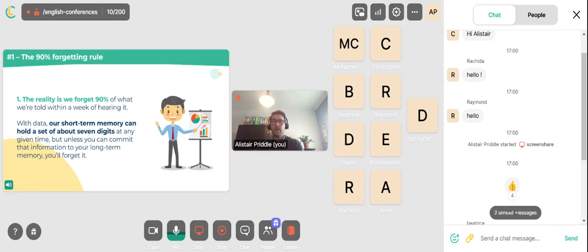Okay, well, number 1, the 90% forgetting rule. The reality is we forget 90% of what we're told within a week of hearing it. With data, our short-term memory can hold a set of about 7 digits at any given time. But unless you can commit that information to your long-term memory, you'll forget it.